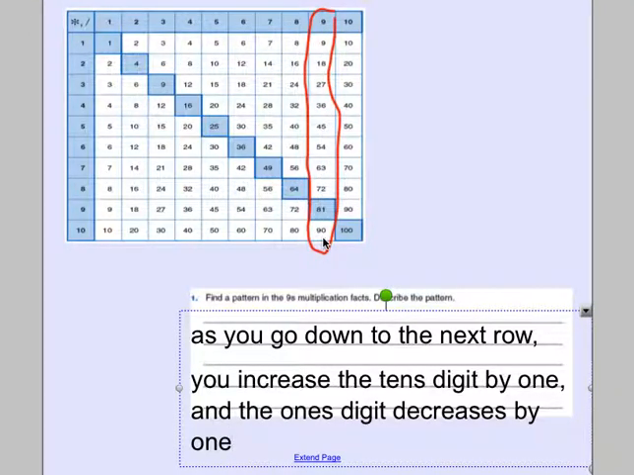You're just adding 9 on, okay? You could also add on 10 to each row and then just subtract 1. So I could do 9 plus 10 is 19 minus 1 is 18. 18 plus 10 is 28 minus 1 is 27.